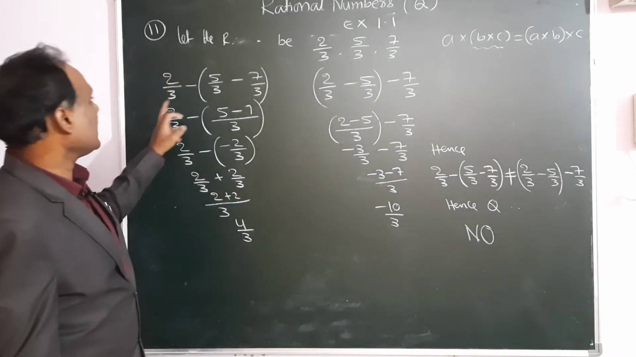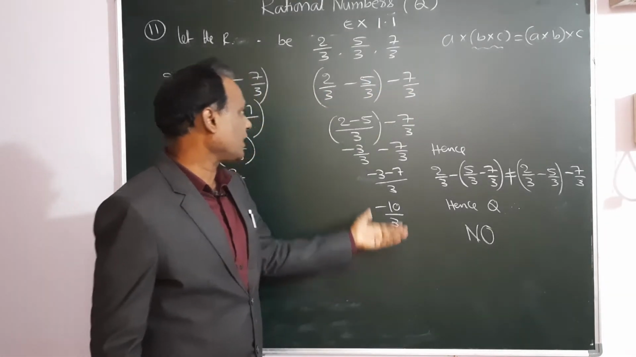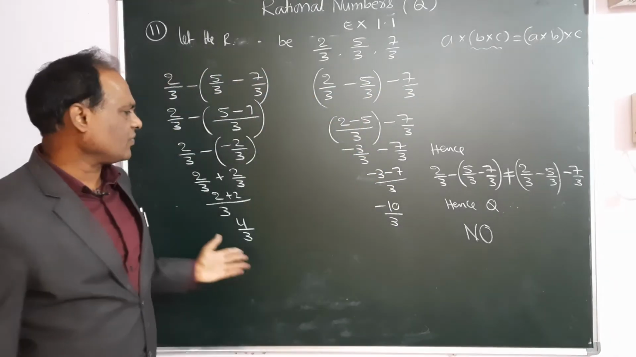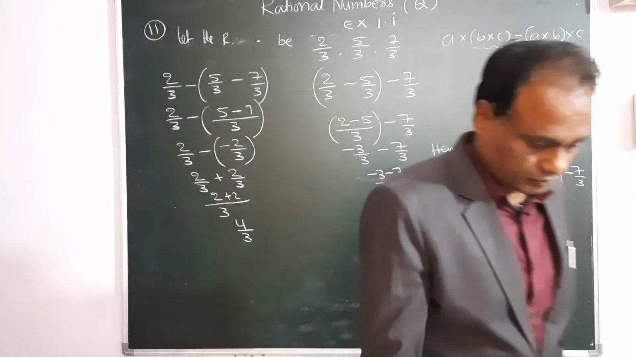So (A minus B) minus C and A minus (B minus C), the answers are different. You can take any numbers and verify so that they are not equal. Write down.